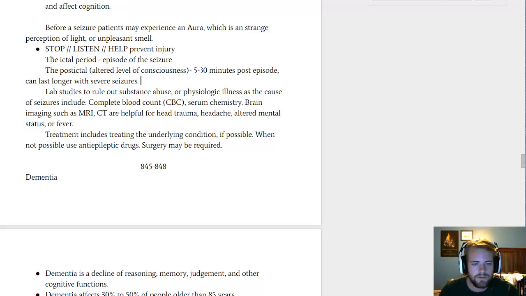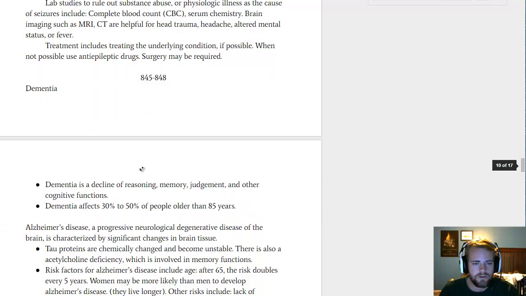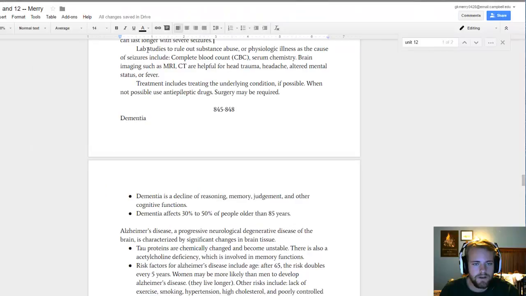So what you want to do is lower them to the ground, and they may have altered level of consciousness for 5 to 30 minutes, but it can last longer with your tonic-clonic seizures or your grand mals, the more severe.